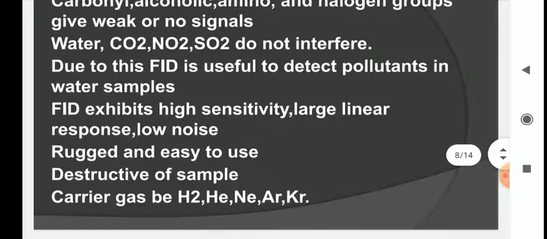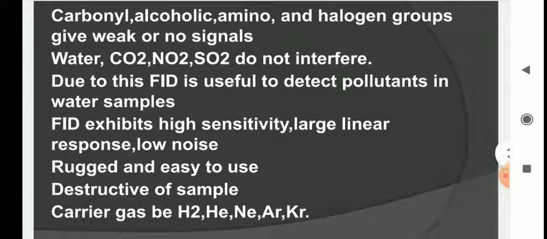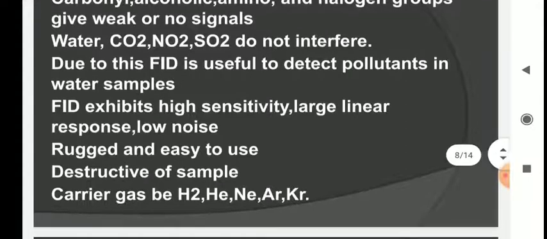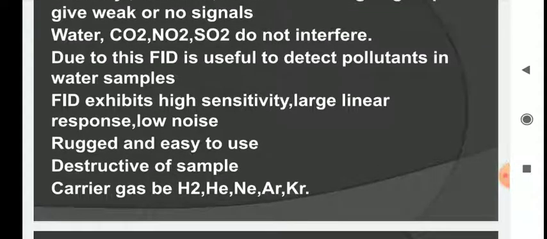The carrier gases which can be used are hydrogen, helium, neon, argon, and krypton. Mainly helium is used, but hydrogen also can be used. In fact, if you are using hydrogen as the carrier gas, then there is no need to add more hydrogen, because this hydrogen itself will act as a source of the flame.